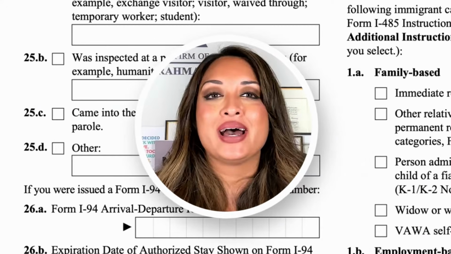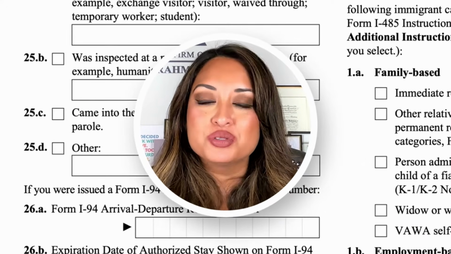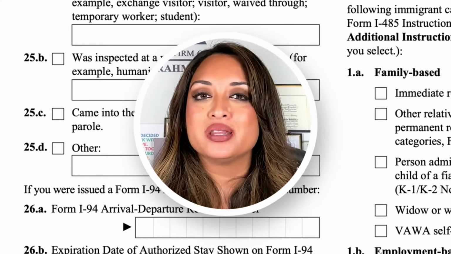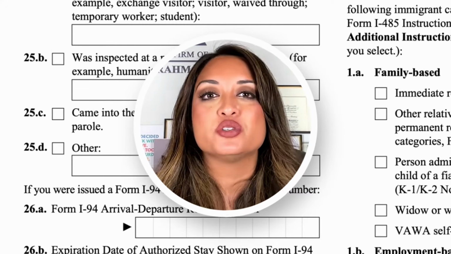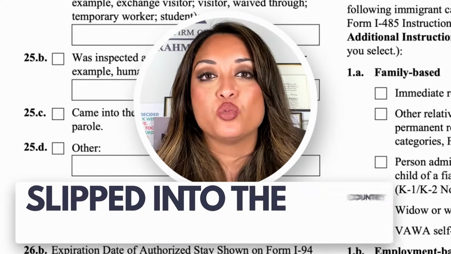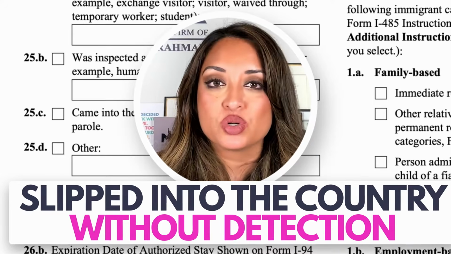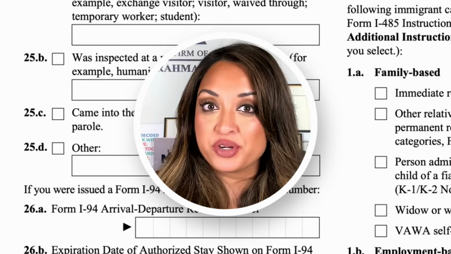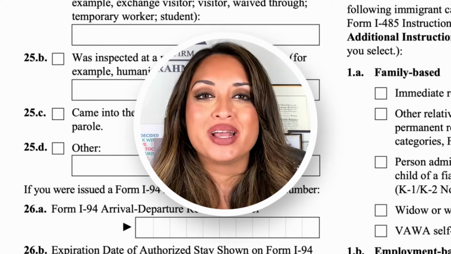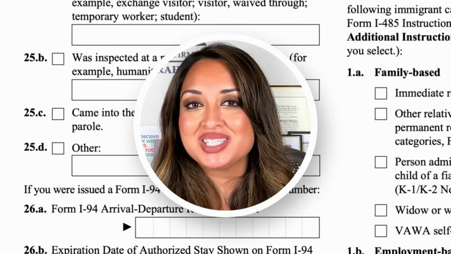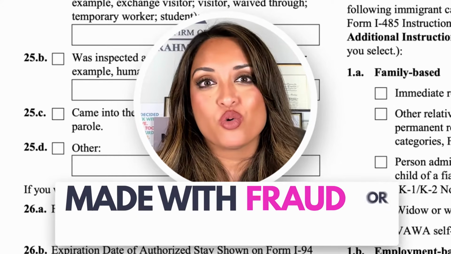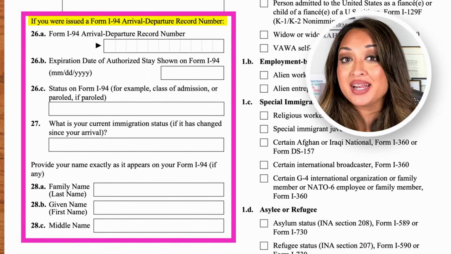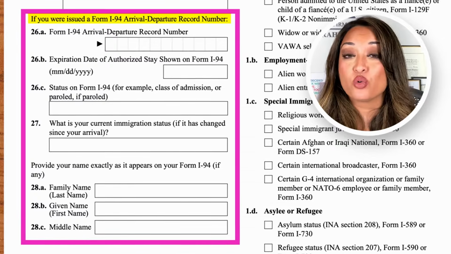I do want to make a note that many times people will confuse the use of a fake passport or fake visa as an illegal entry. That's not technically what this question is asking. An illegal entry is truly when you slipped into the country without detection or without any sort of inspection or interaction by a Customs and Border Patrol officer. When you're using a fake passport or a fake visa, that is really just an entry that is made with fraud or misrepresentation. Now, you'll also see that this section is asking for your I-94 record of arrival or departure.